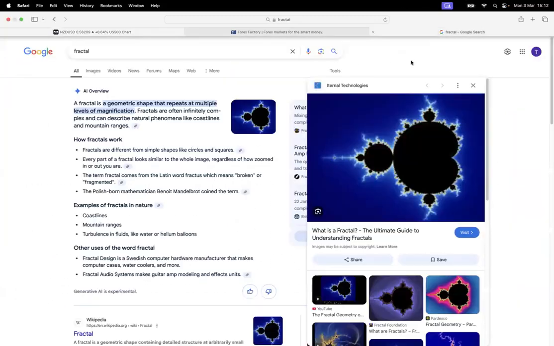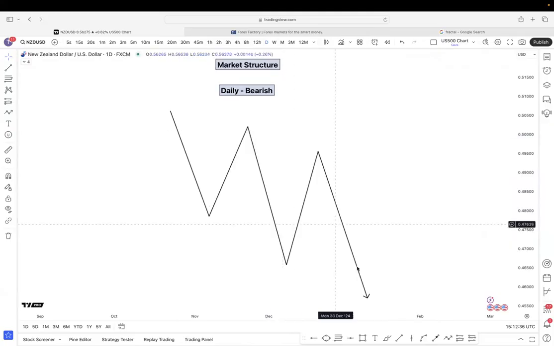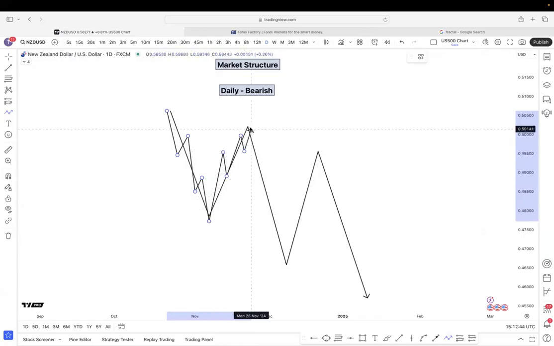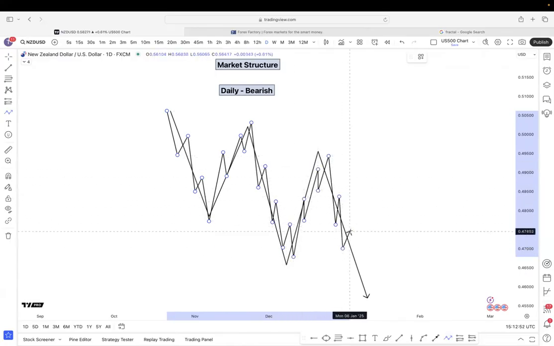Like I said, if we go back to the words, a fractal is a geometric shape that repeats at multiple levels of magnification. So once again, we can see here, what are we expecting? We're expecting price action to come down just like this, and then we're expecting price action to do something like that. And then essentially we're expecting this sort of behavior to carry on happening as long as price action is giving us valid moves.